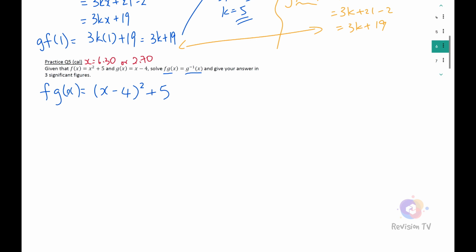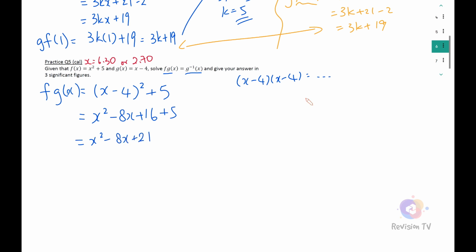This one is a square bracket, so we can use a shortcut to expand it, or if you don't, you can just do it manually, x minus 4 times x minus 4. I'm not going to do that. So that will give you x squared minus 8x plus 16. I'll go through a shortcut again if you do want to listen. x squared is x squared. 4 squared is 16. x times 4, 4x, and then times it by 2, minus 8x. And then plus 5. So it'll be x squared minus 8x plus 21.